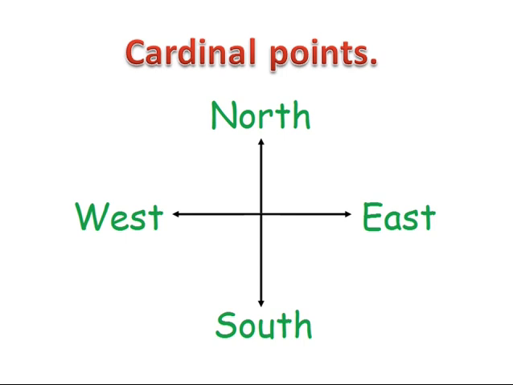Let us now look at the cardinal points. The arrow that points upwards is north. The arrow that points downwards is south. The arrow that points to the right is east. The arrow that points to the left is west. These are the cardinal points: north, south, east, and west.